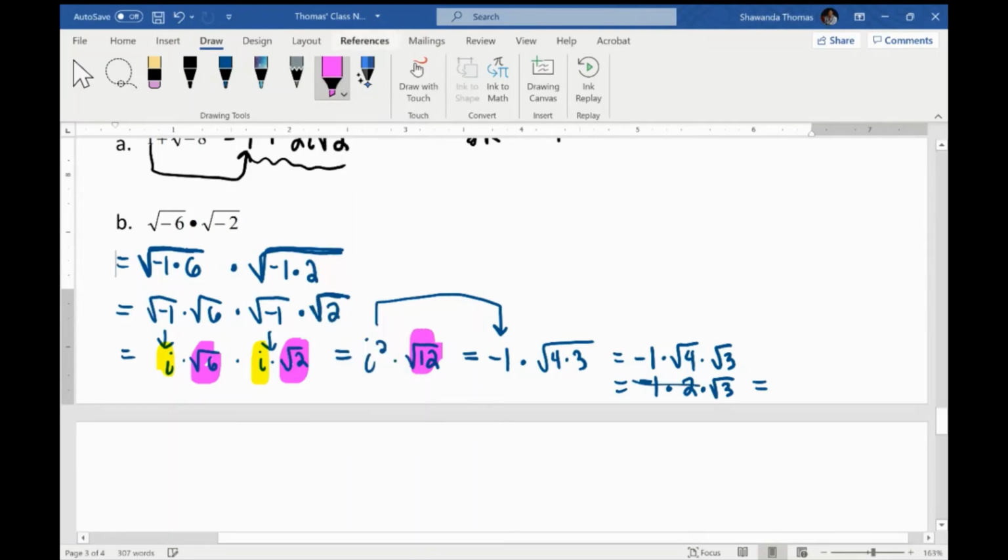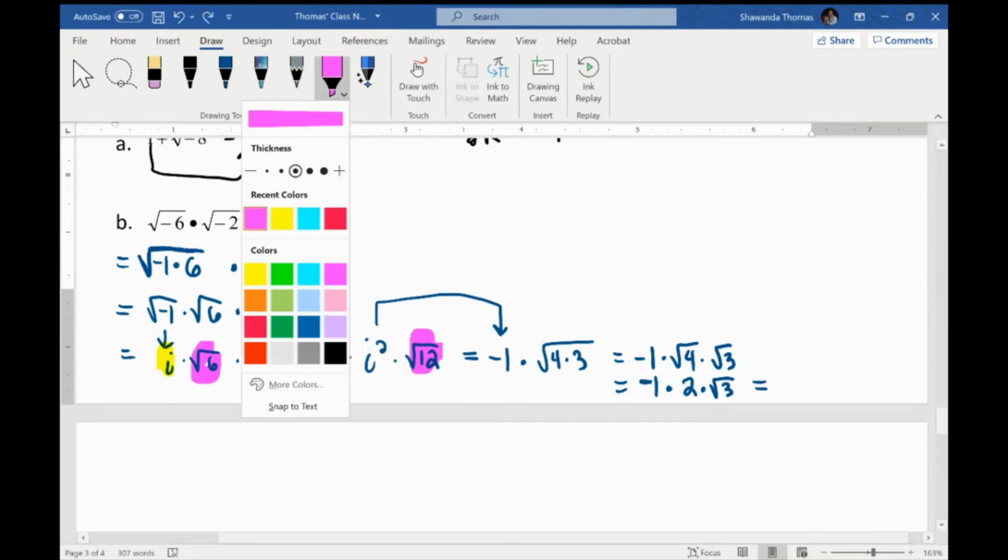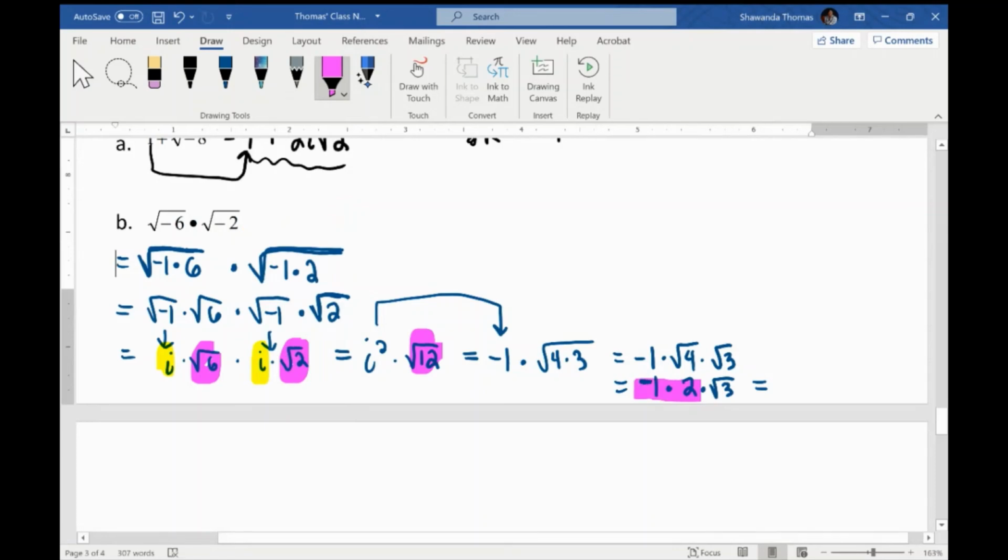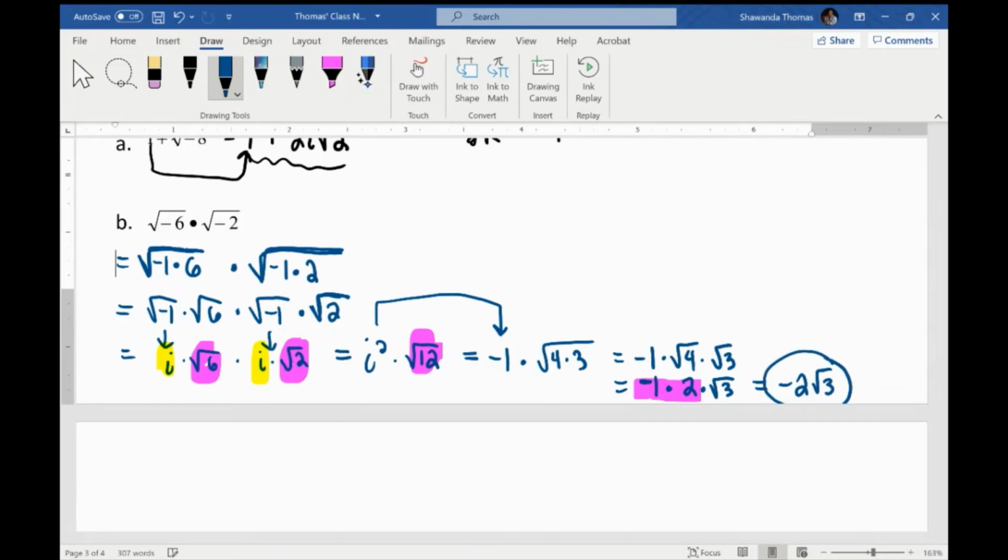-2. Oh, yeah, -2, you're right. Okay. -1 times 2 is -2, times the square root of 3. All right. Again, i is the square root of -1, not -1. i is the square root of -1.